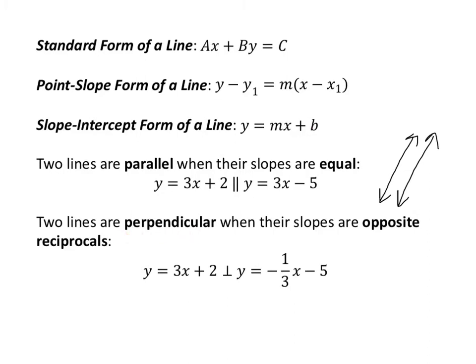Perpendicular lines have slopes that are opposite reciprocals. So reciprocal of 3 is 1/3. The opposite of positive is negative. Y-intercepts don't matter. Here we're just looking at slopes, opposite reciprocals. Perpendicular lines intersect at 90 degrees.